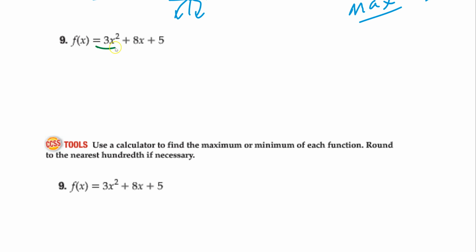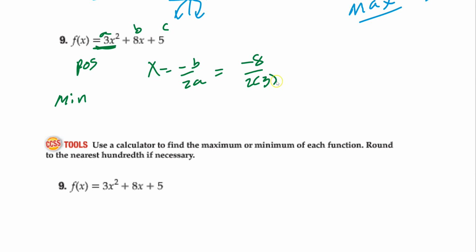Same idea. Oh, it's positive, so it's a min. So we have to find the vertex now. x equals negative b over 2a. This is my a, this is my b, this is my c. So I get negative 8 over 2 times 3, and I get negative 8 over 6, which is negative 4/3. Oh, how lovely. So that's the x of my vertex. That's where it happens. I want the actual min, so I need the y value. I have to plug that in.